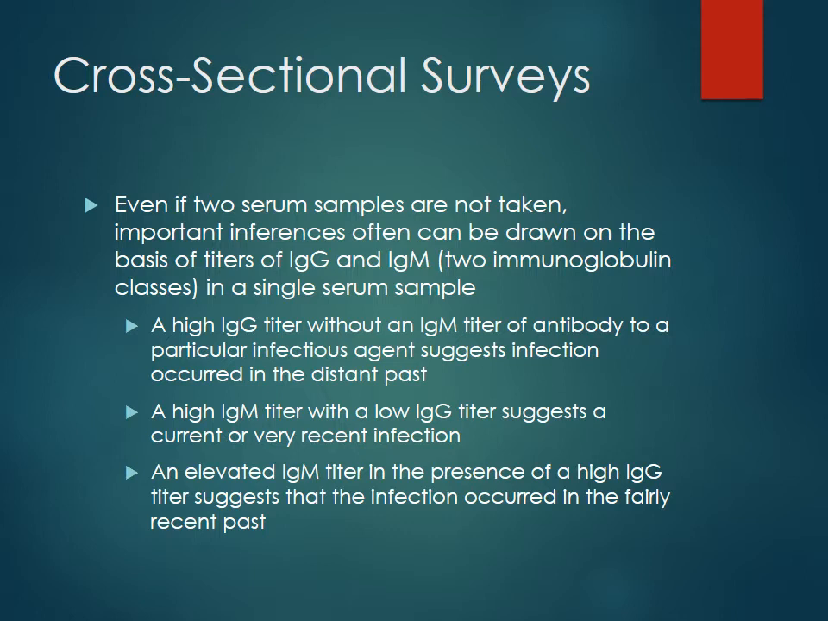And then if you had elevated IgM titer in the presence of high IgG, that would suggest that the infection occurred in the somewhat recent past. They may not actively have it any longer, but it at least occurred somewhat recently. So being able to look at the differences between those and interpret those levels may give you an idea of when the disease occurred.